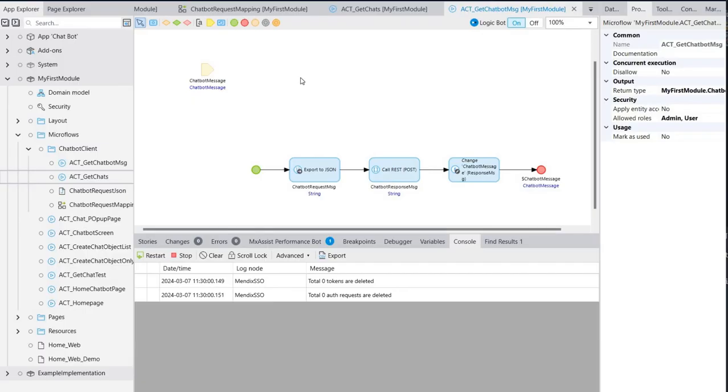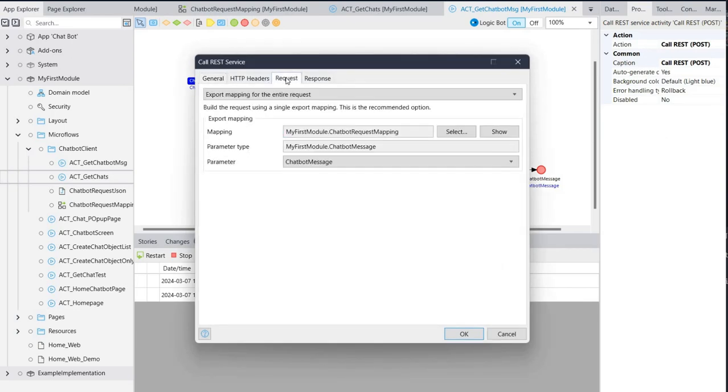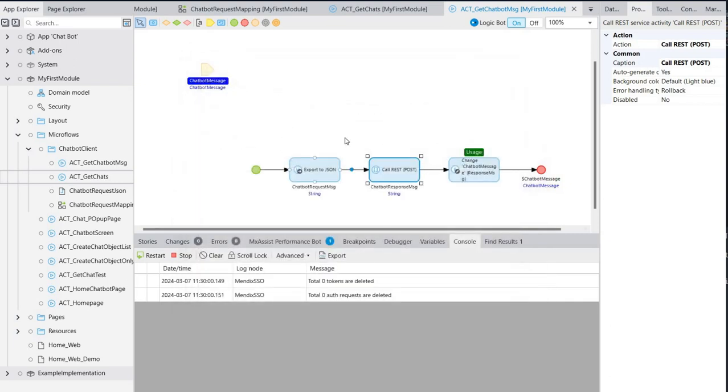Here we are going to talk about the implementation of REST services in the Mendix platform. As usual, REST services are quite easy. First we need to consider the JSON structure, create the mappings, use them in the REST service, and invoke the API.